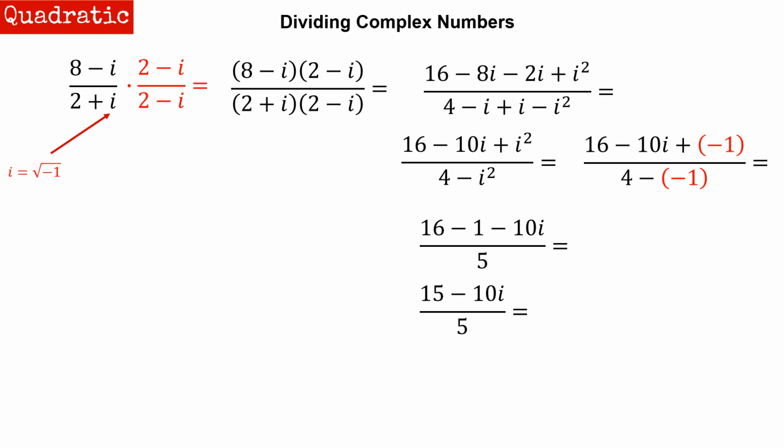We're not done because remember, we have to write it in the form a plus bi. That's going to give us 15 over 5 minus 10i over 5. And just like the last one, we have to reduce fractions if we can. 15 over 5 is 3, minus 10i divided by 5 is 2i. And that's our answer.